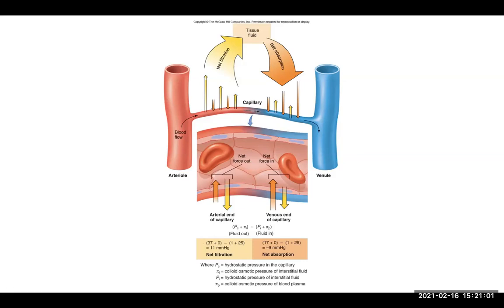So basically what we're saying here is fluid movement is going to be favored out on the arterial side and in on the venous side. That's important, right? Fluid movement is favored out on the arterial side and in on the venous side. Therefore, filtration is going to be greater than the absorption, and therefore an excess fluid in the interstitial spaces can always be returned to the circulatory system through your lymphatic system as well. Lymphatics we'll talk about next week though.